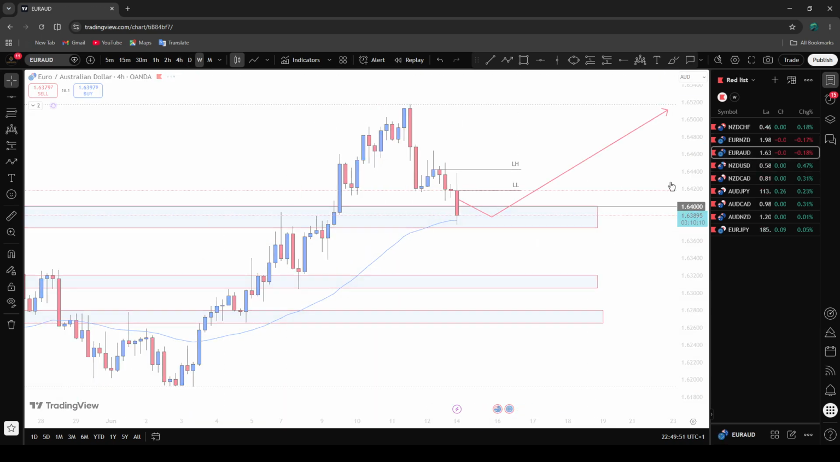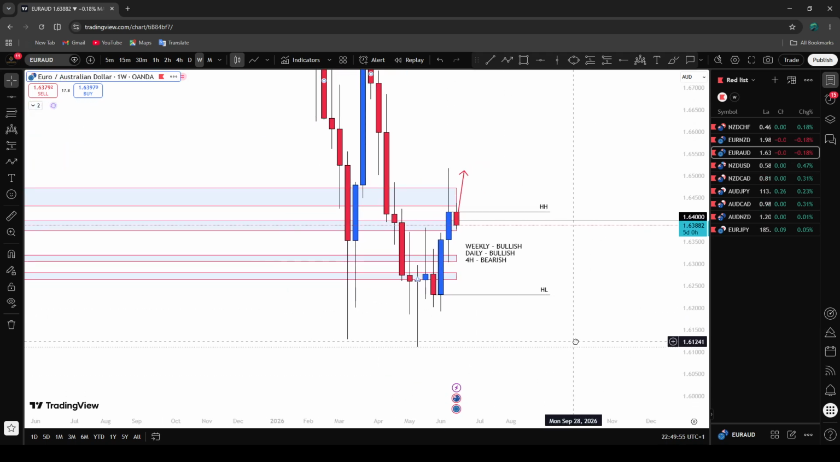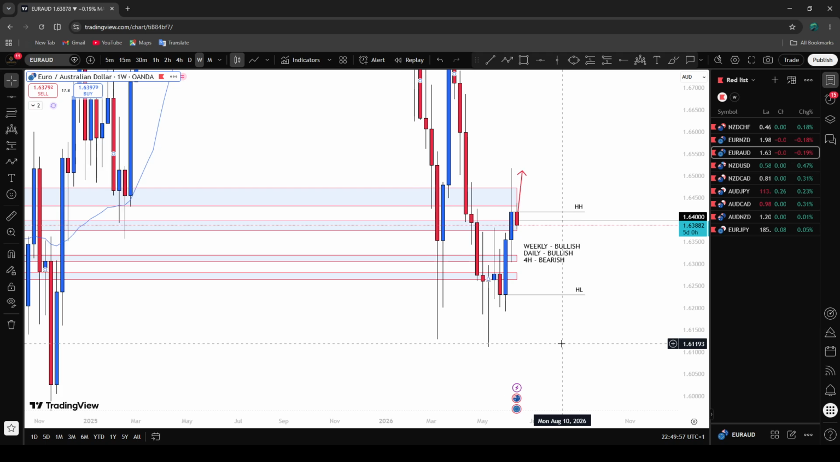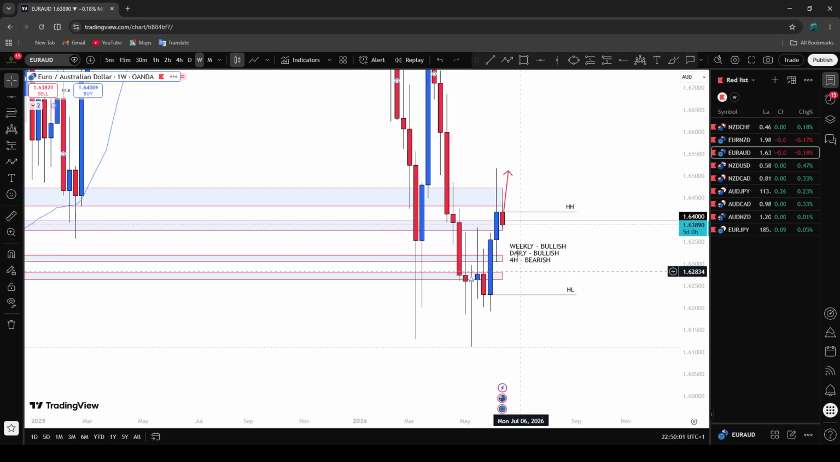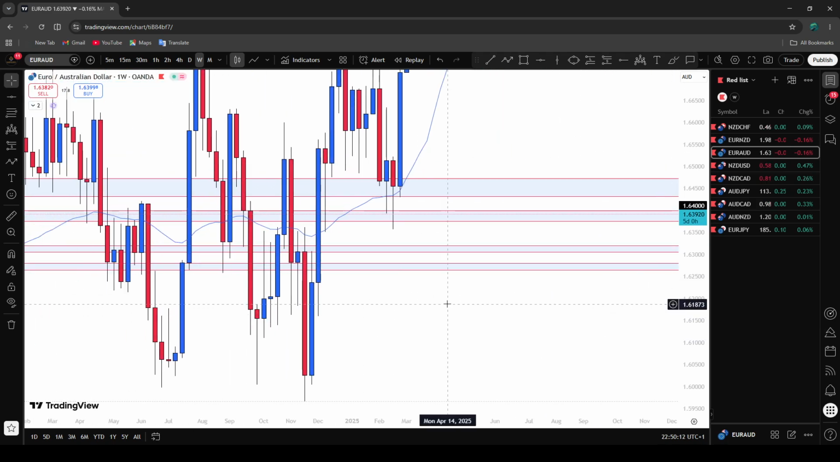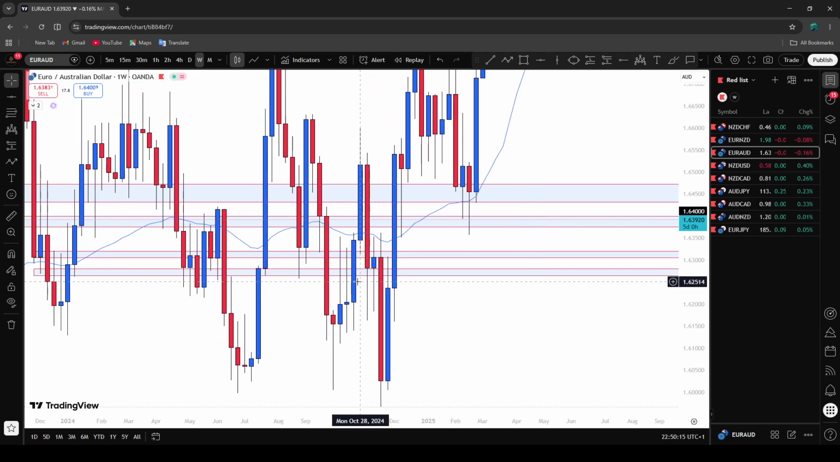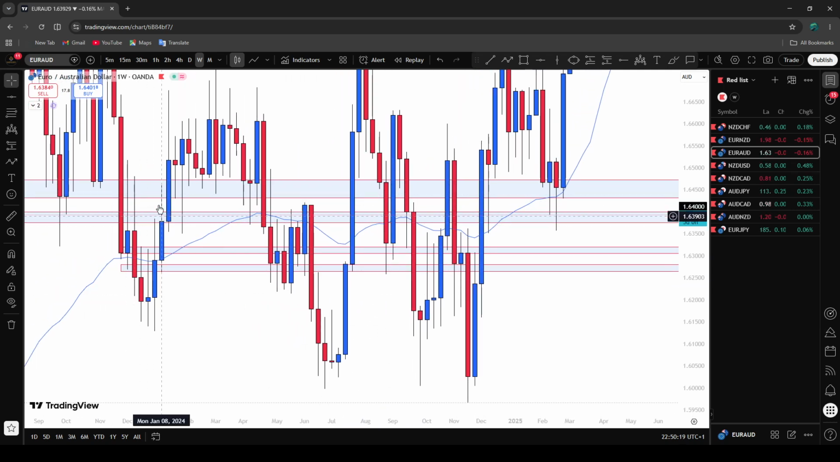So Euro AUD on the weekly time frame, you can see the weekly time frame is bullish. But I'm anticipating this week to be filled because it has done it in the past. Once price gets to this place, it creates a wick, and at the next candle we fill it. So let me show you on the left hand side. Something like this. Price got to this place, created a wick, and it filled it.